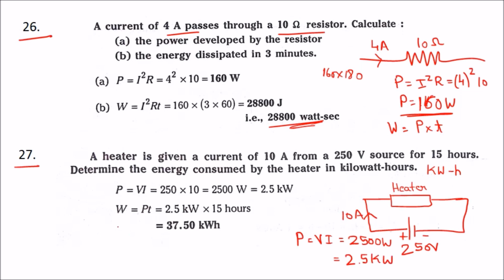As we know, energy dissipated is power into time. So W is equal to power, and we got power in kilowatt, that is 2.5. Time is 15 hours, it's already in hours. So 2.5 into 15 is 37.50 kilowatt hour.